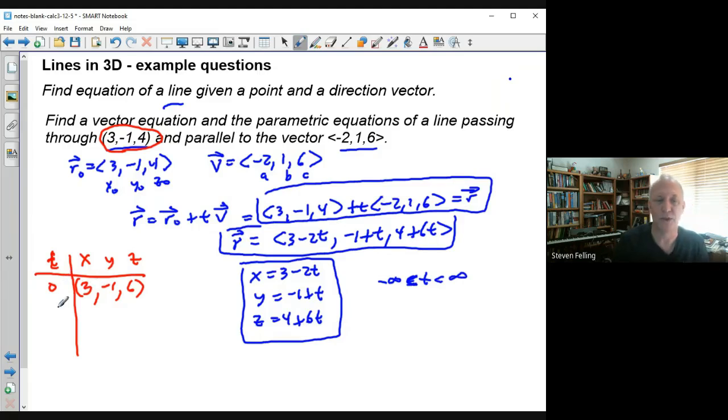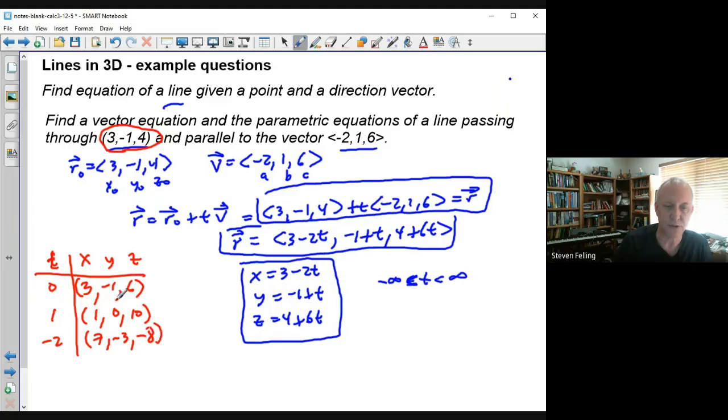But if I wanted another point on the line, I could maybe make t equal to 1, in which case we would have 3 minus 2, which is 1. We would have negative 1 plus 1, which is 0. We would have 4 plus 6, which is 10. So this is another point that's on the line. And if I were to put, like, negative 2 in there, then it would be 3 minus, and let's see, that would be minus minus, so plus 4, so that would be 7. And that would be negative 1 minus 2, so negative 3. And then this would be 4 minus 12, so that would be negative 8.